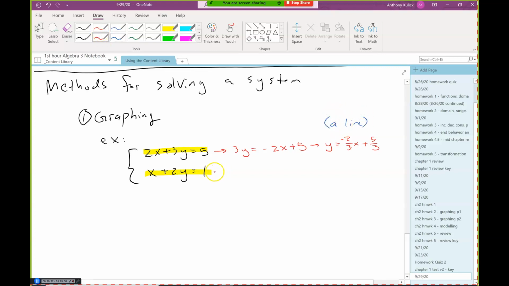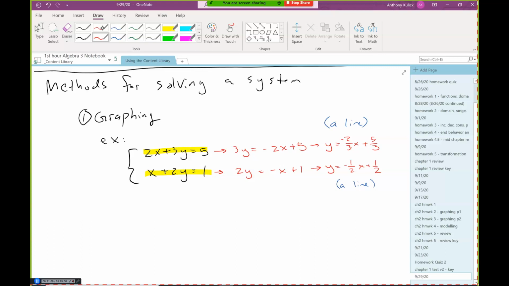Okay. And we'll do the same thing over here with the other one. So we'll subtract the x over, and then we'll divide by 2. And again, what we're left with is a line, right? Okay. So how many points do we need to graph a line? 2, right? You should remember from geometry, that was one of our axioms. Through any 2 points, you can create a line.